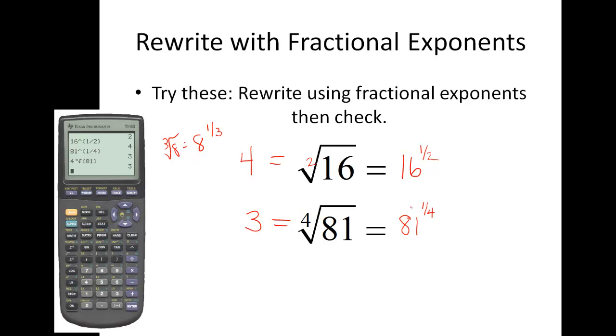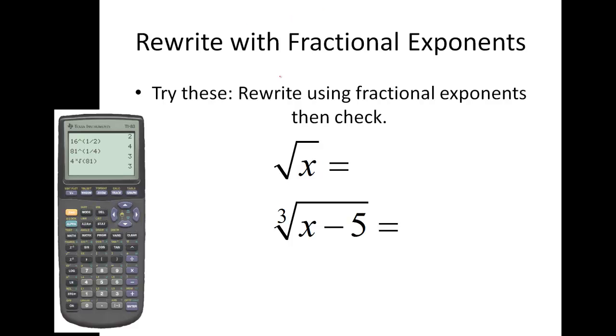Let's see if we can take this a little further. What if we don't have a number? We can't just use our calculator to check whether or not we've rewritten it correctly. Well, it turns out we can. First, I'm going to guess that, again, the square root, where there's a 2 implied, is going to be the same as x to the 1/2 power.